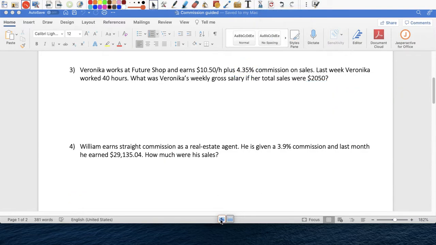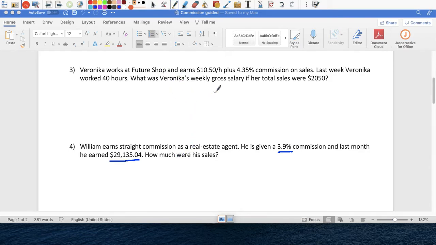William earns straight commission, so this guy just makes commission. If he sells a house, he makes money. If he doesn't sell a house, he doesn't make money. That's what straight commission is. He doesn't get paid any amount of money per hour. We know his commission rate, 3.9%. Last month he made $29,135.04. How much was the value of the house he sold?